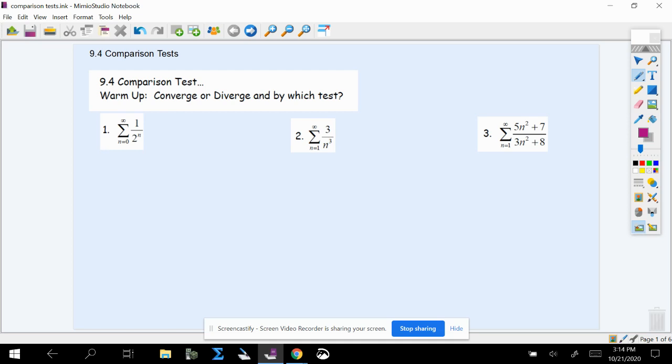We're moving to the middle part of this chapter. This chapter will be divided up into 3 parts. So the middle part of the chapter is sections 9.4, 9.5, and 9.6. And this is going to be the next 5 series tests for convergence that you'll learn.